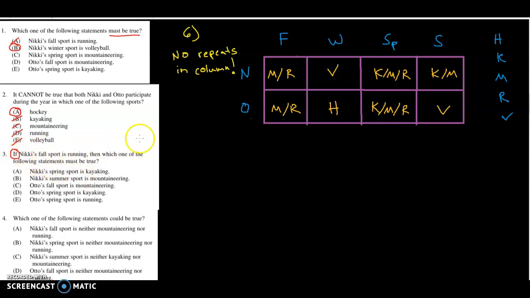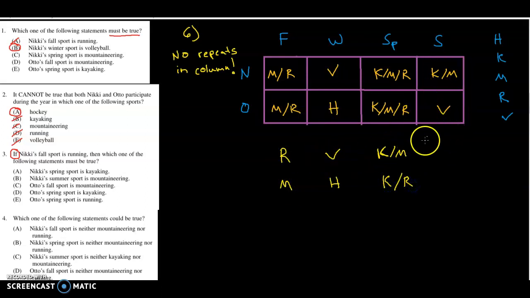Well, when we have an if statement, that means we need to make a new sketch to capture that sort of change to our master sketch. So what I'm going to do is sketch that a little bit below here. If N's fall sport is running, remember for N we had 2 options. It could either be M or R. So if we put running there, let's see what happens. So N is running, that means O has to be mountaineering, right? And we know still that stays the same, V and H. And then since I put running in here, I only have the options of K or M for the spring for N. And then since mountaineering appears with O, O's options are K or R for that.